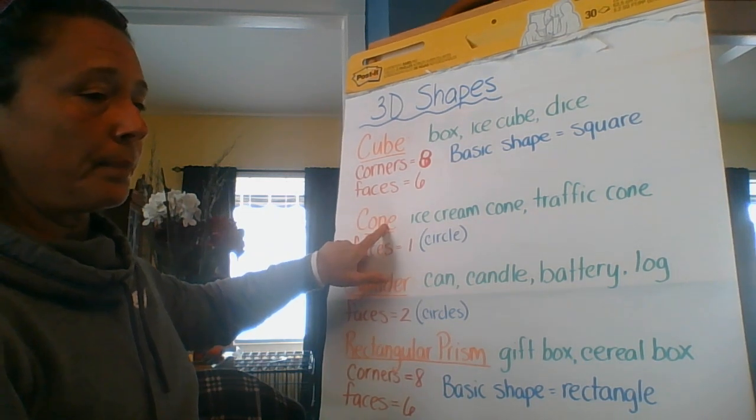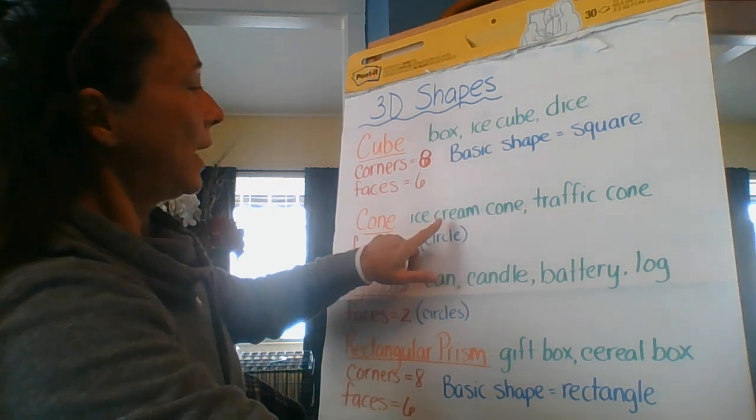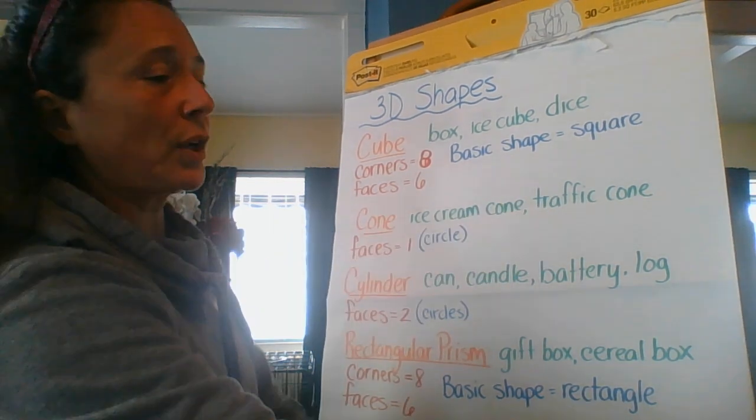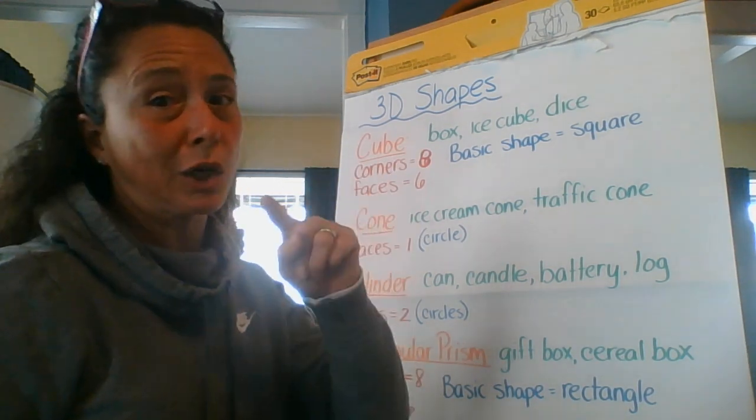A cone. It's based on a circle. It only has one face, and you can have an ice cream cone or a traffic cone, which I don't have either one of those. Well, actually I have a traffic cone, but it's in the shed. I'm not going to go get it.